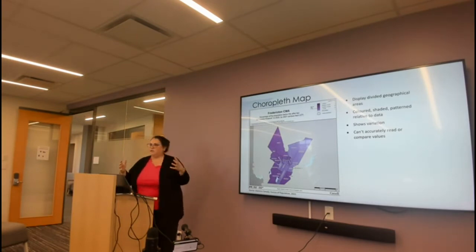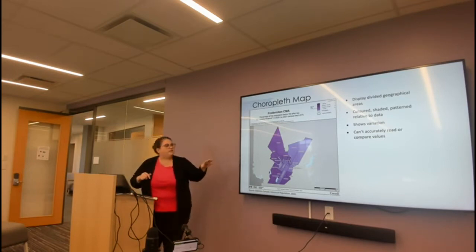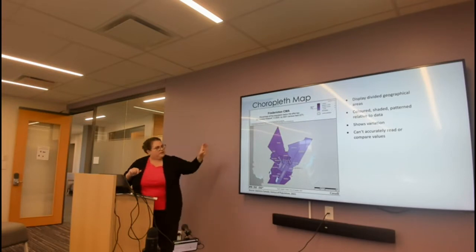We have different types of maps, and I really am focusing on maps as opposed to other types of tools at this point. So we've got a choropleth map where you can see that the data is visualized using color. Sometimes it's intensity, sometimes it's pattern. It always follows certain boundaries, and you can see variation.